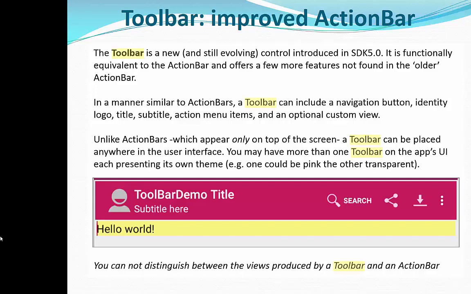You cannot distinguish using your eyes between the view produced by a toolbar and an action bar. They look similar, but we are using different themes, using different widgets. So toolbar is just a simply improved action bar, and toolbar is a new control element that was presented in Marshmallow 5.0. Its functionality is equivalent to the action bar and offers a few more features on top. So toolbar can include a navigation button, identify logo, title, subtitle, menu items, and optional custom views.